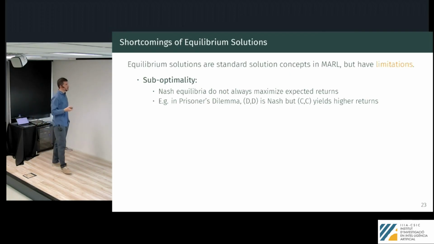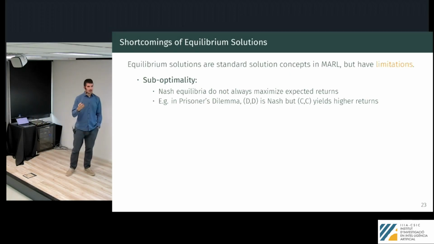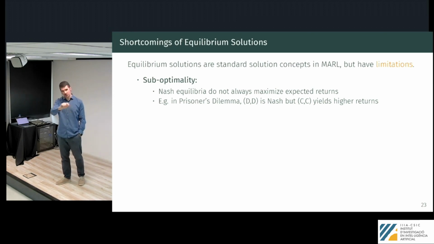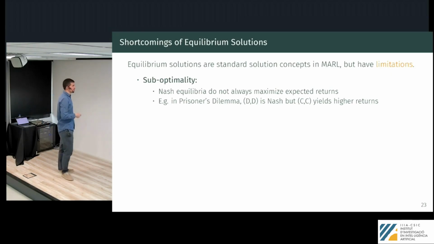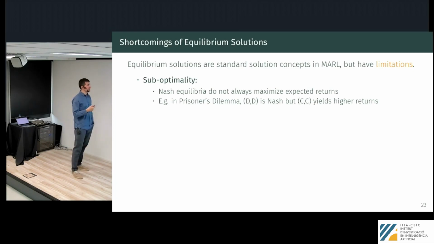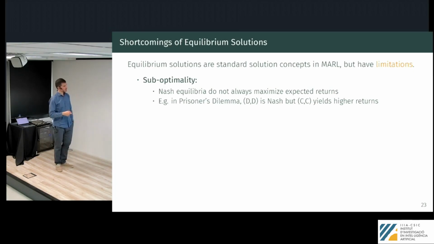First of all, a Nash equilibrium is not synonymous with maximizing expected returns for everyone. A Nash equilibrium only means that every agent's policy is the best response against the other agents' policies. But there are many possible Nash equilibria, as you saw, and they may materialize different expected returns for the agents. So a Nash equilibrium can actually be highly suboptimal. Okay, Nash equilibria do not always maximize expected returns.